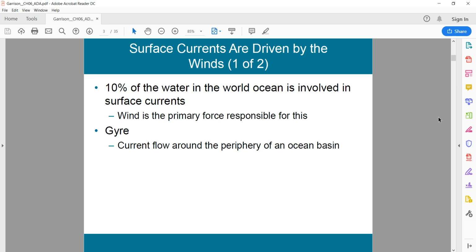Gyre is a very distinct circulatory pattern that is observed in surface currents. That's what is called a gyre. It is current flow around the periphery of an ocean basin. We have identified about 5 major ocean basins, like the North Atlantic Ocean, South Atlantic Ocean, North Pacific Ocean, South Pacific Ocean, and Indian Ocean. These are the ocean basins where we can find a very distinct pattern of surface current circulation, and those patterns of circulation of surface currents are called gyres.